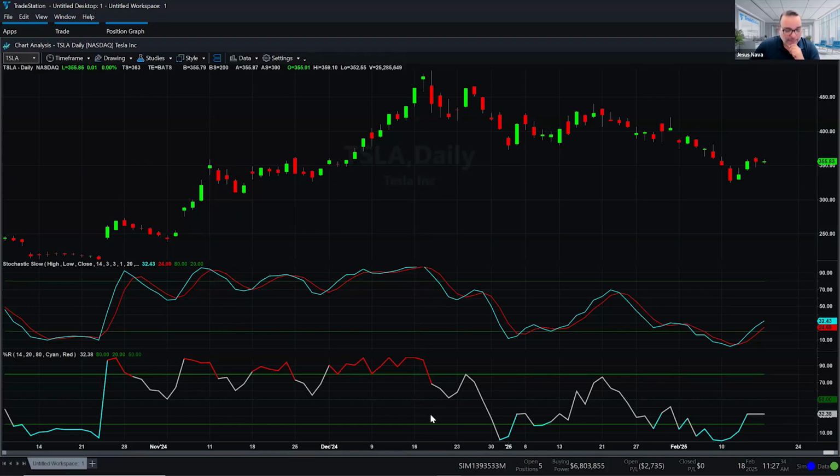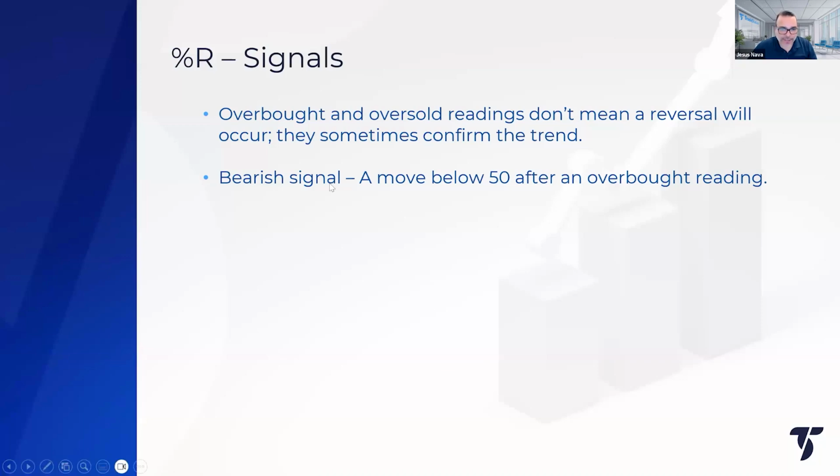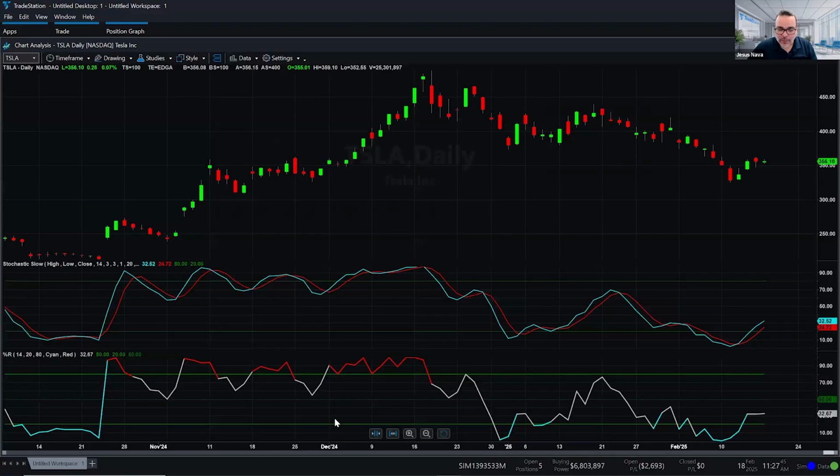I'm not sure how clear that dotted line is on my projection, but that's a dotted line letting me know where 50 is. Because if we go back to our PowerPoint, the bearish signal says a move below 50 after an overbought reading. Overbought would be up here. I don't know why when I read it the first time, I said I was looking at the blue ones here, but overbought is up here. And what we're looking for is a crossover of 50.